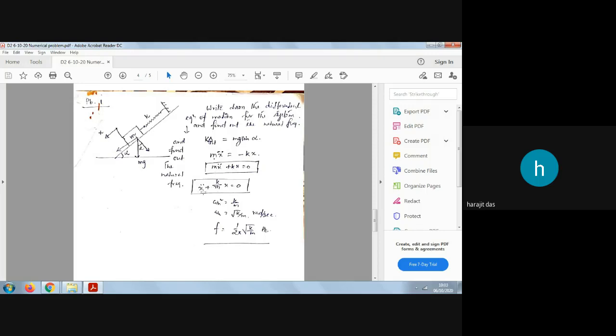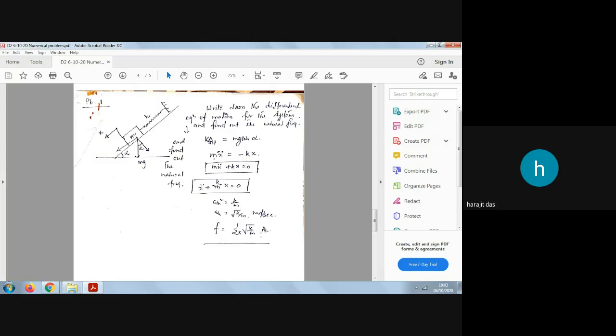Which can be rewritten as x double dot plus k by m x equals to 0, where k by m will be equal to omega n square. So omega n is the natural frequency of the system. So omega n will be equal to under root k by m radian per second, and linear frequency f equals to 1 upon 2 pi under root k by m hertz. So this way you need to find out the natural frequency and the linear frequency.